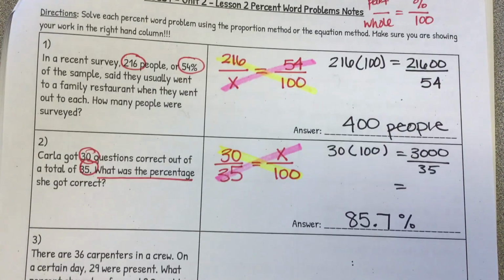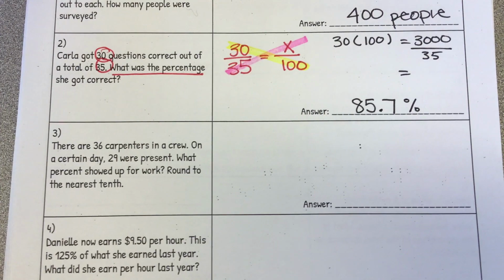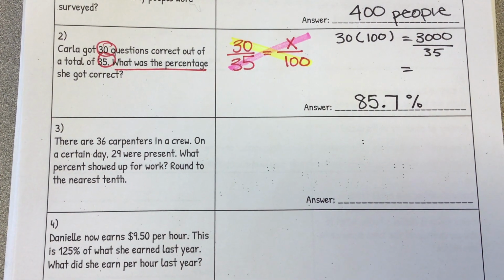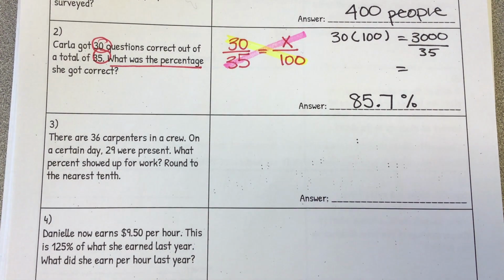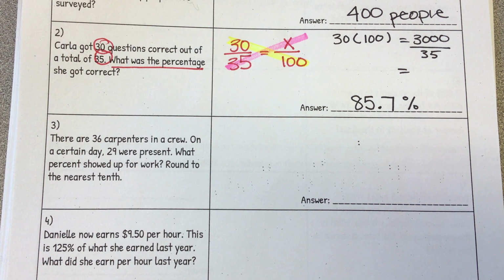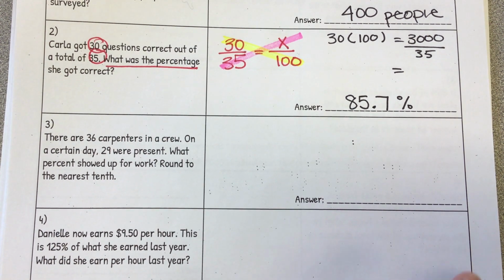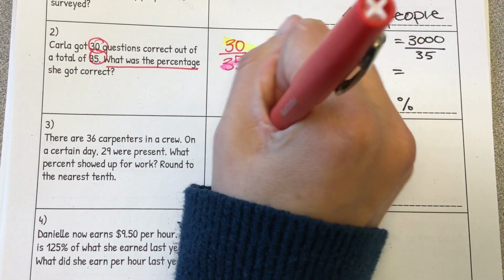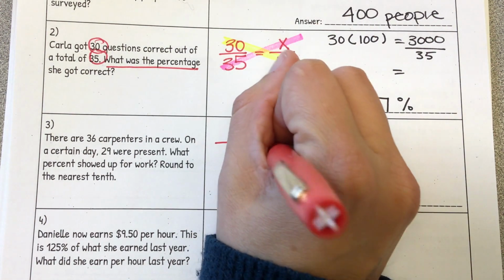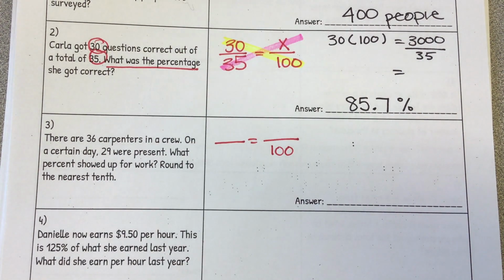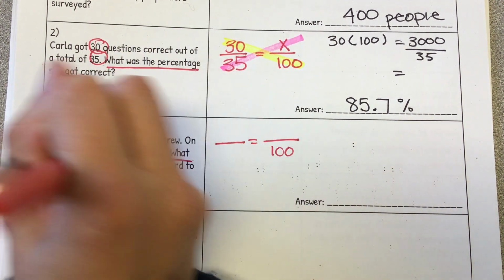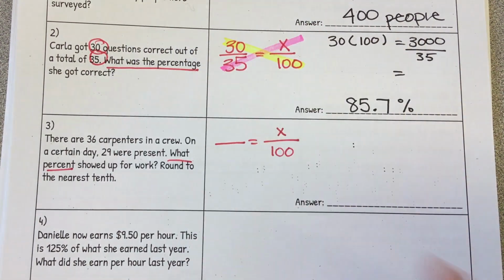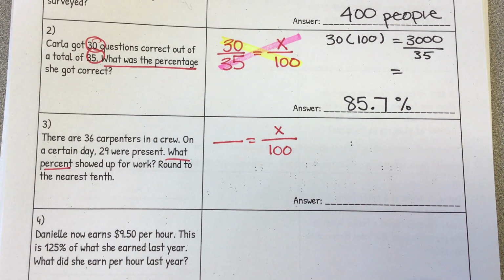All right, number three. There are 36 carpenters in a crew. On a certain day, 29 were present. What percent showed up for work? Set up my blank proportion. First thing I'm looking for is the percent sign. I don't see it, but I see the question, what percent? So that means we are solving for the percent.